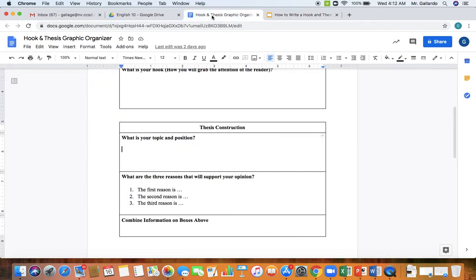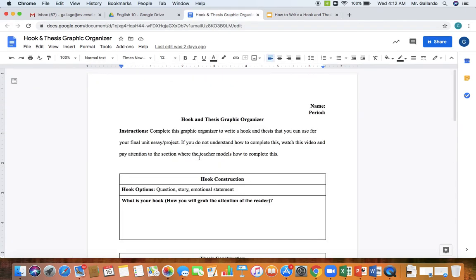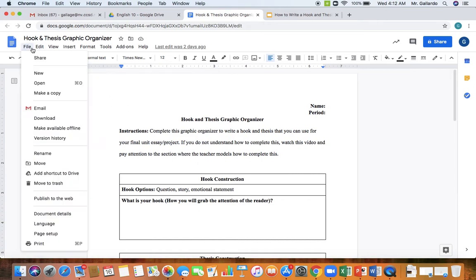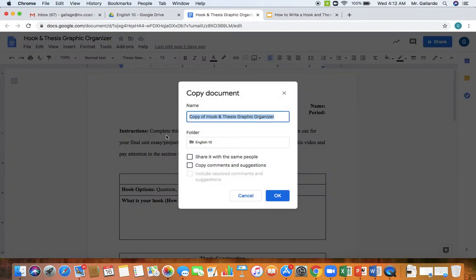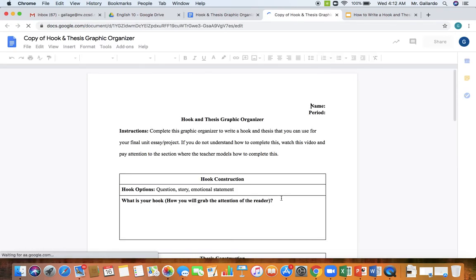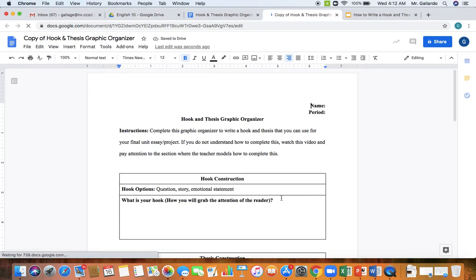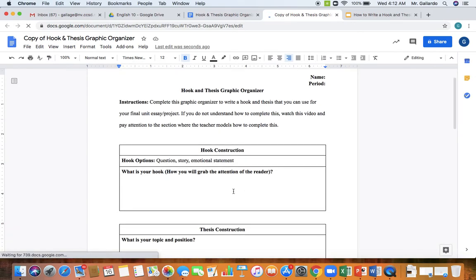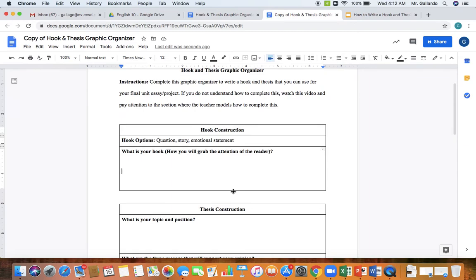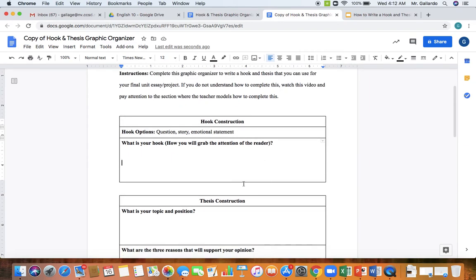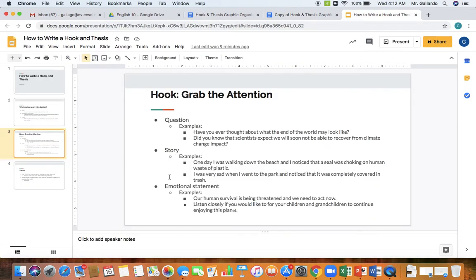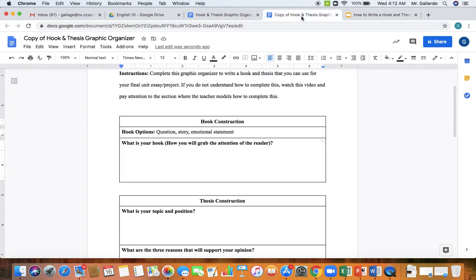So over here, I have this tab open. And this is the assignment that you have to work on and submit today. So like usual, let me make a copy. And again, in this copy is where you will be able to write. Alright, so in here I'm helping you write a hook and I'm helping you write a thesis. For this hook, I'm not gonna do it with you because I've already given you examples right here. So you can just look back at this, but for the thesis, that is what I will work on right now.